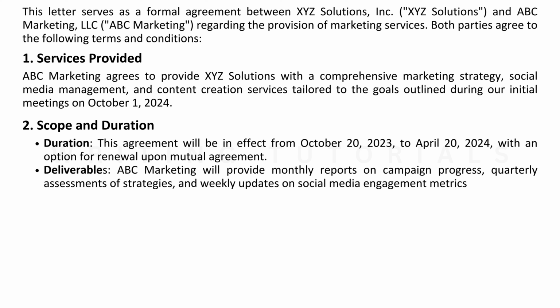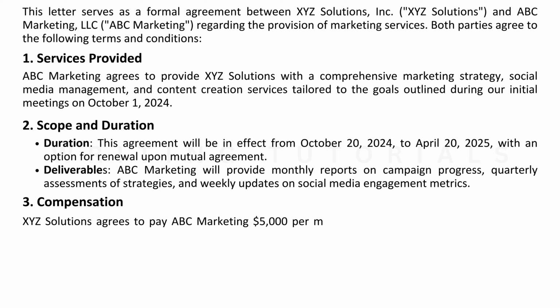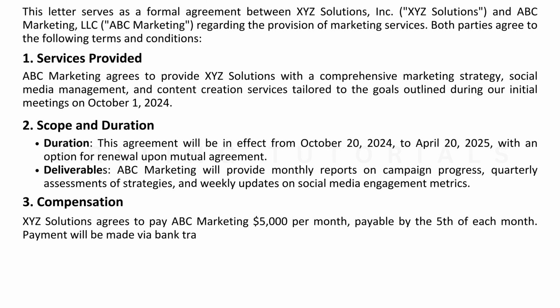Moving along, the compensation section is about how and when payments will be made. In our example, XYZ Solutions agrees to pay ABC Marketing $5,000 per month, payable by the 5th of each month. Including the payment method, like bank transfer, helps to make sure there's no uncertainty about how the money will be handled. This is the section to list any other financial details too, like deposits or late fees, if they're relevant.